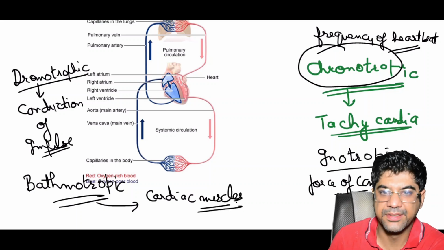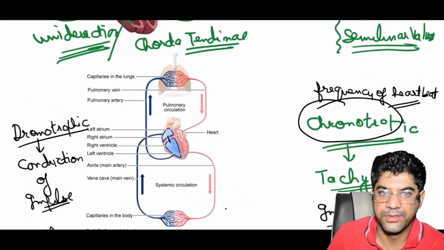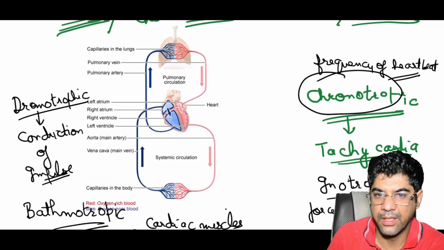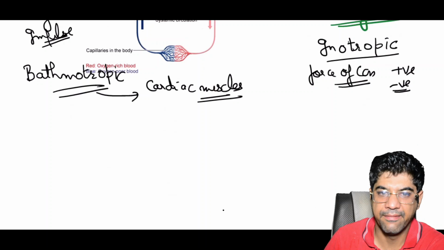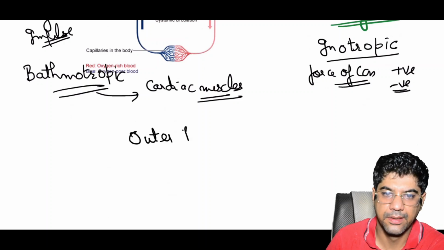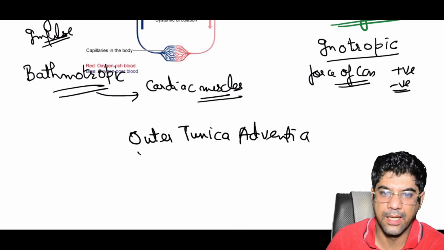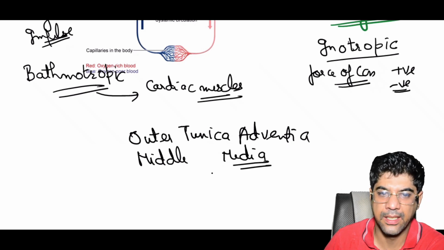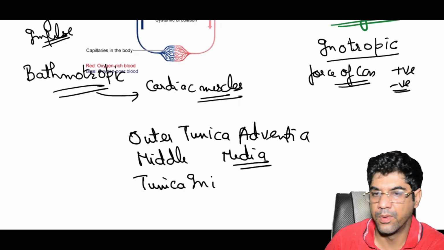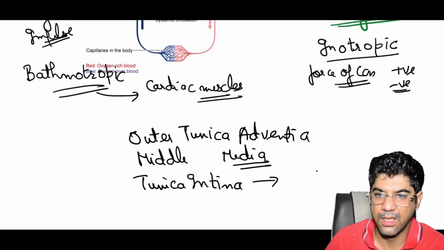Now remember the arterial system. It includes the aorta, arteries, and arterioles, that is composed of three layers. The outer layer is tunica adventitia. The middle is tunica media, that consists of smooth muscle, and inner is tunica intima, that is composed of endothelium.